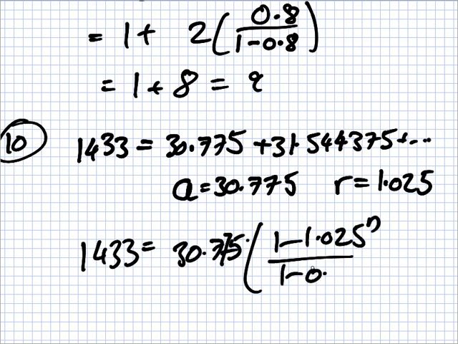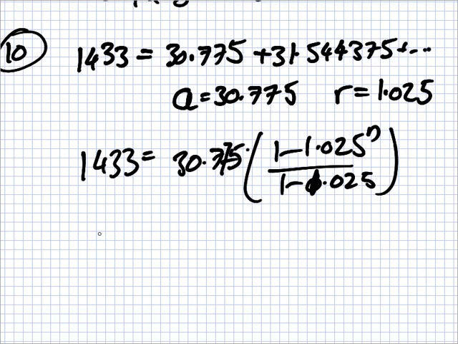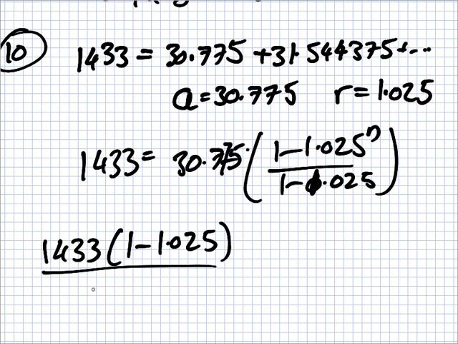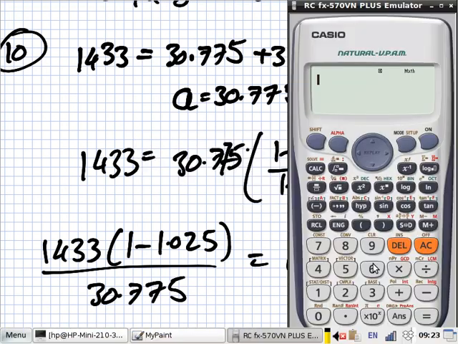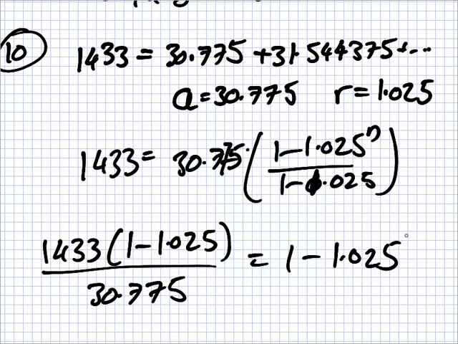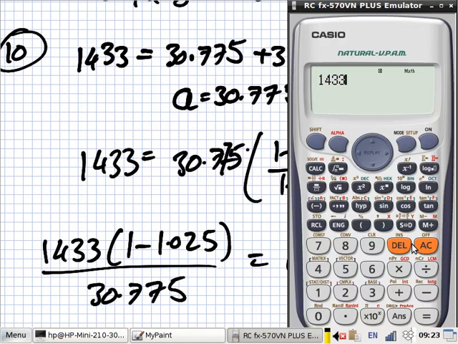Oh jeepers, 1.025. Okay, now we'll have to do a bit of cross multiplying here. So it's 1433 times 1 minus 1.025 divided by 30.775. That will equal 1 minus 1.025 to the n. Did I leave out the n? Thank you. 1433 times 1 minus 1.025 divided by 30.775. So I'll just stick it as a decimal.